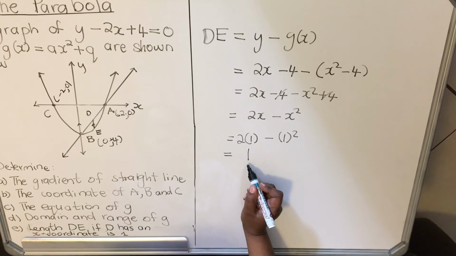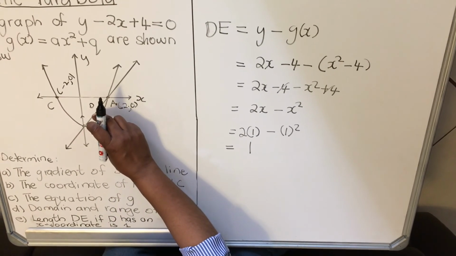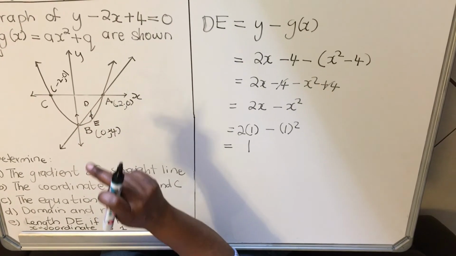When you are asked to find a line or a length between two graphs, it is the top graph minus the bottom one.